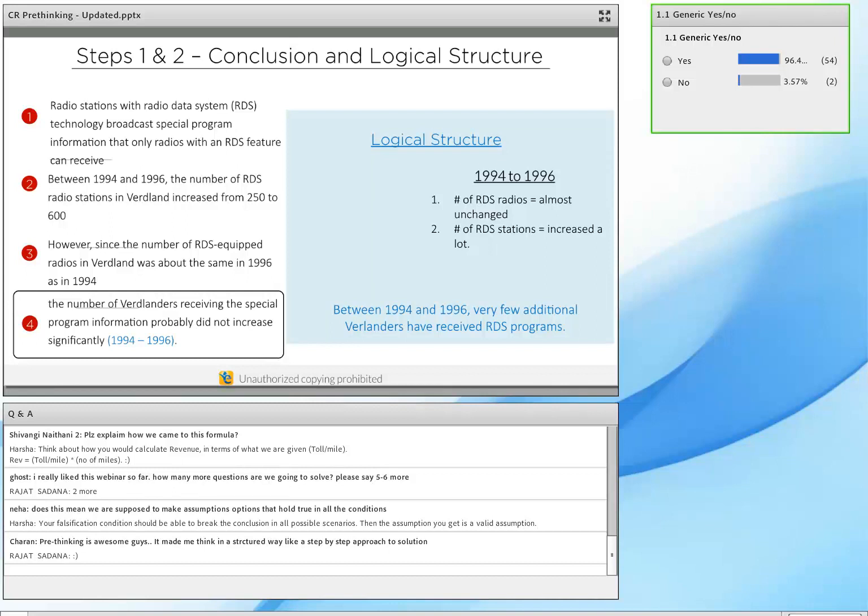And the number of transmitting stations, we already know they increased quite a bit. They went from 250 to 600. The context is, to receive special programming, you need an RDS radio. You also need an RDS transmitting station. Based on this, the author arrives at the conclusion.